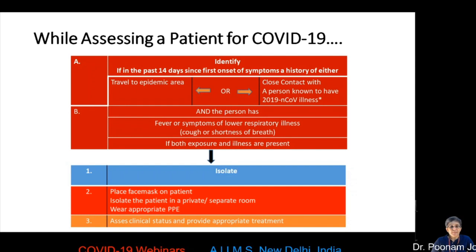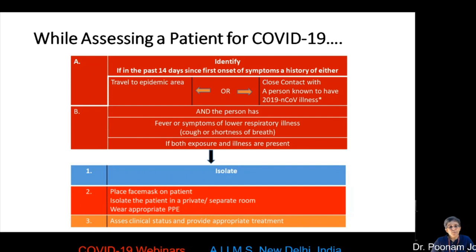When we have a patient coming to us in the triage area or in the ward or ICU, how are we going to assess a patient for COVID-19? First of all, we have to take history and identify if in the past 14 days since the first onset of symptoms, there is a history of either travel to an epidemic area or close contact with a person known to have COVID-19 illness, and the person has fever or symptoms of lower respiratory illness such as cough, shortness of breath. Along with this, the person can have dryness of the oral cavity leading to progressive cough, fatigue, malaise, and later on some kind of GI symptoms such as vomiting and diarrhea can also be noticed.